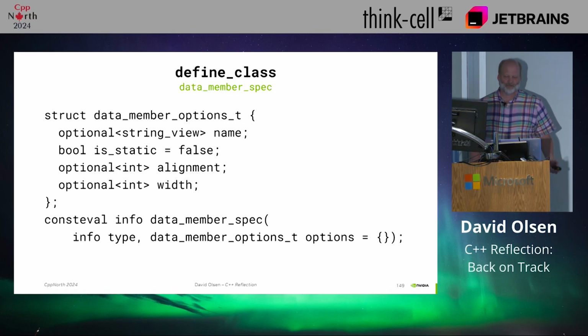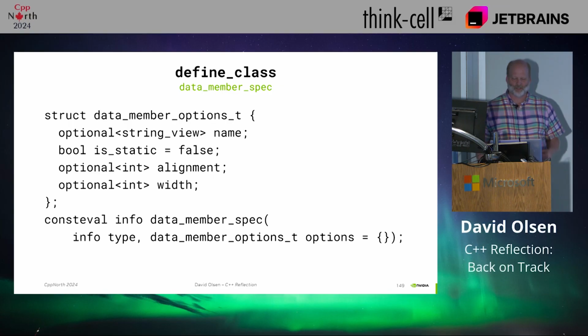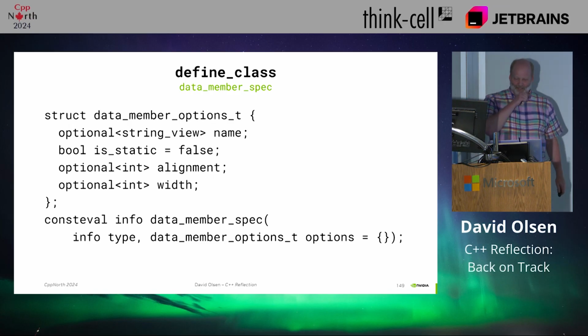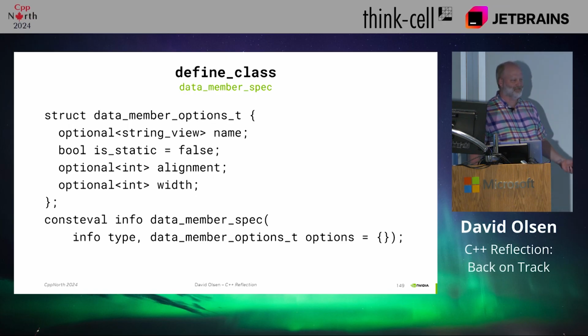The data members that define_class should create are specified with the reflection of the type of the data member and a struct containing other settings. Only the type is required. Everything else, including the name, is optional. The function data_member_spec is used to create the reflection of the data member that define_class needs.